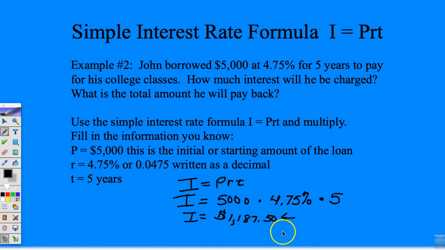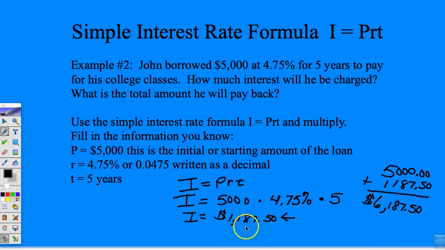Now this is just representing the interest. Now if I want to know how much he had to totally pay back, you want to take that $5,000 and you're going to add the interest he had to pay to borrow the money. Remember, when you borrow money, banks just don't give you free money. You pay an interest rate to borrow it. So if I add these two together, in the end, John will have paid $6,187.50.